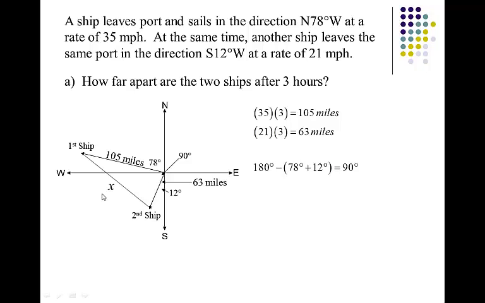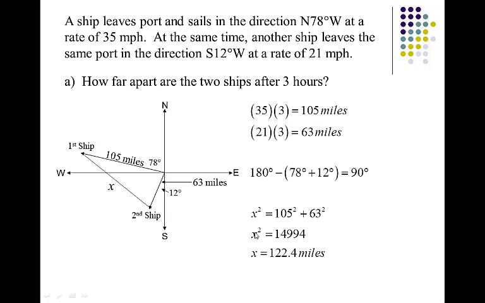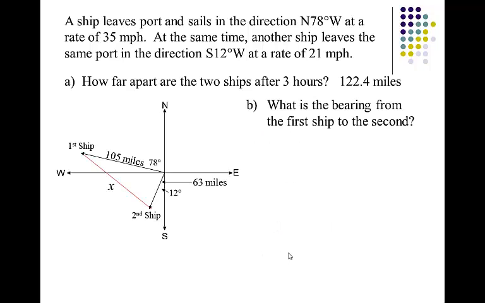That's a good thing. So if we have the right triangle and we have the two legs, then we'll use the Pythagorean theorem to find x. And here, ooh, that jumped out, didn't it? And we have x squared equals 105 squared plus 63 squared, and it works out to 122.4 miles. So now that answers part A. How far apart are the ships after 3 hours? 122 miles. Part B seems to be the part that gives most people headaches.